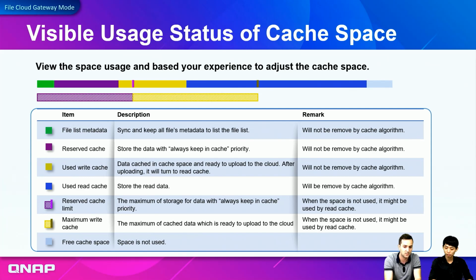When you're not using something, it will be used for something much better or much faster, like when we need to read the read cache part. And also we have the maximum write cache and the free cache space, the space that we left blank and haven't been using so far. That's why I wanted to talk about this part: it shows the flexibility and scalability of the cache space with HybridMount and makes use of the cloud storage that we provide here.